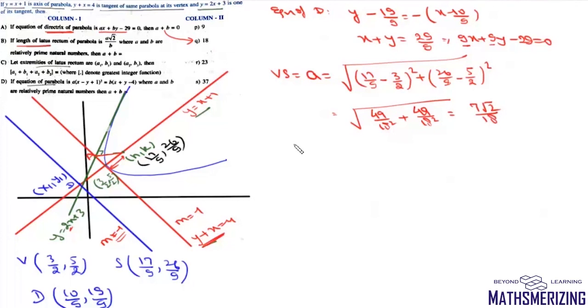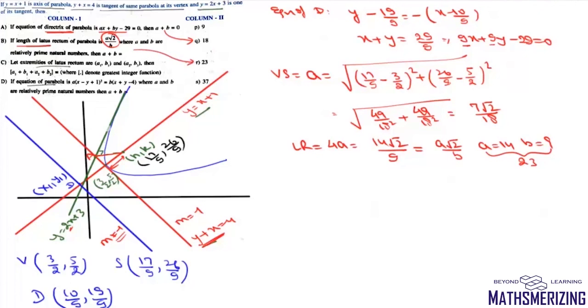Now we need to find the length of latus rectum. The length of latus rectum is 4a. So it will be 14 root 2 by 9, which they have given as a root 2 by b. So here a is 14 and b is 9. And then what is a plus b? A plus b in this case is 23. So that means B is mapped to R.